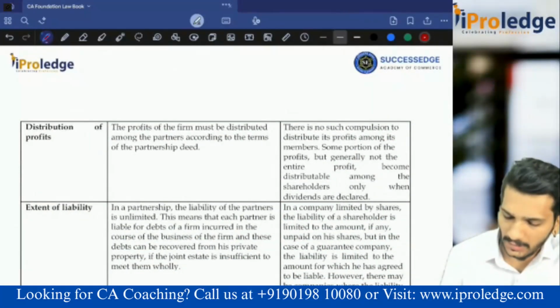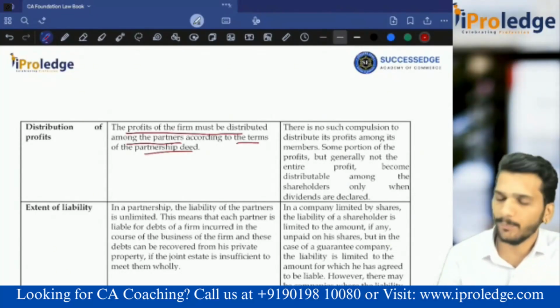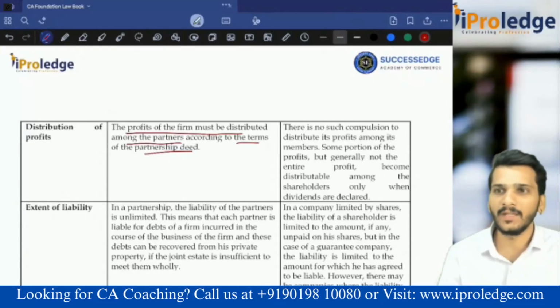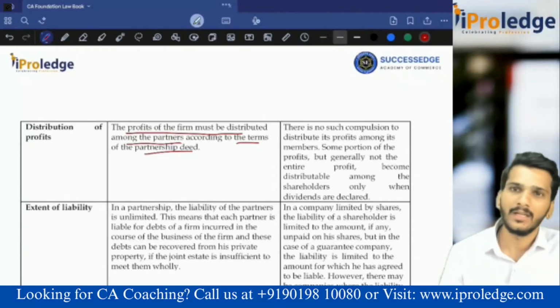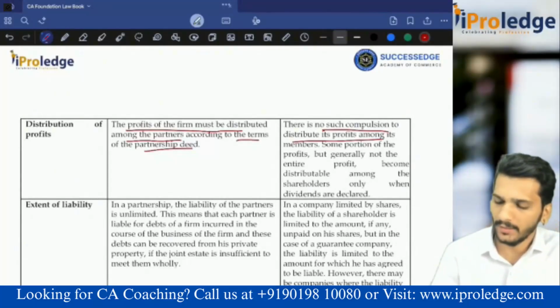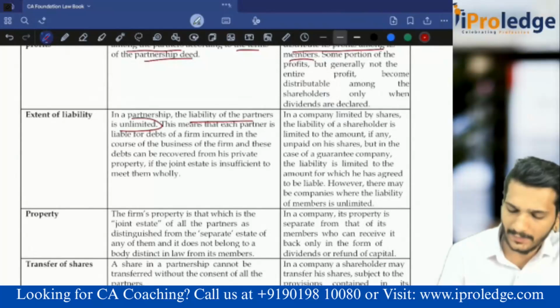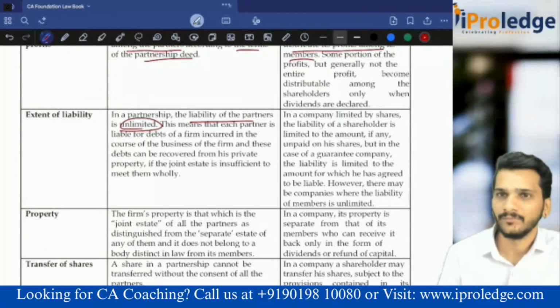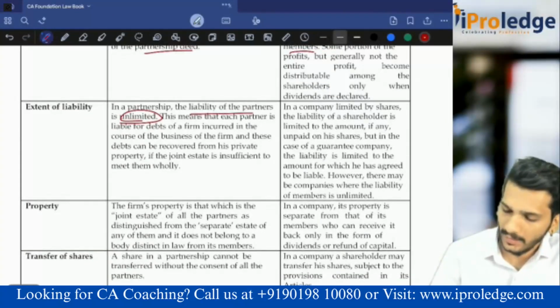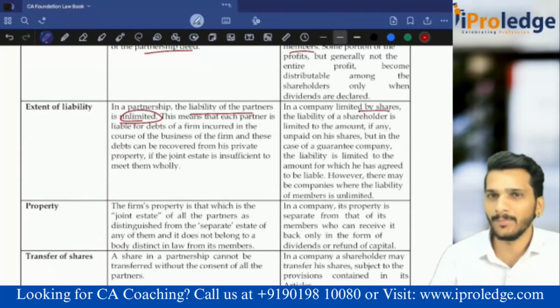In a partnership firm, distribution of profits among the partners is based on the terms of the partnership deed. But in a company, distribution of profit is not compulsory. Whenever the company decides to give a dividend, it can give it. If not, there is no need to give a dividend. There is no such compulsion to distribute profits among the members. The liability of partners is always unlimited in a partnership firm. In a company, the liability of the members is limited. Just remember this.